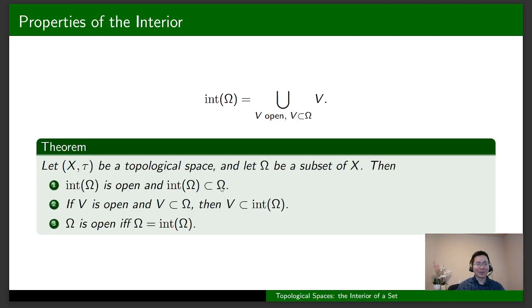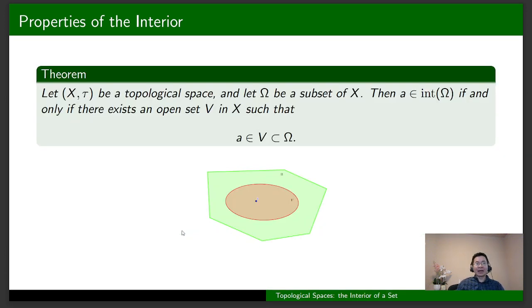There is one more property. Omega is open if and only if omega is equal to the interior of omega. And we already saw that in the previous slide. Through an example, here we can easily show that this is true in general. Now we are going to explore further properties of the interior.